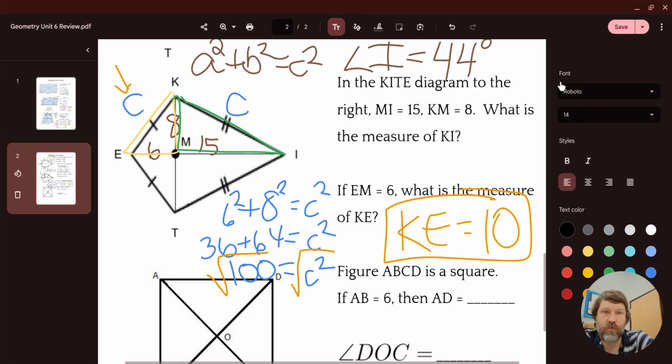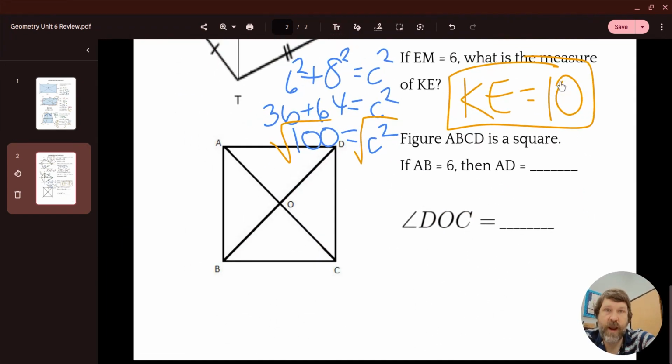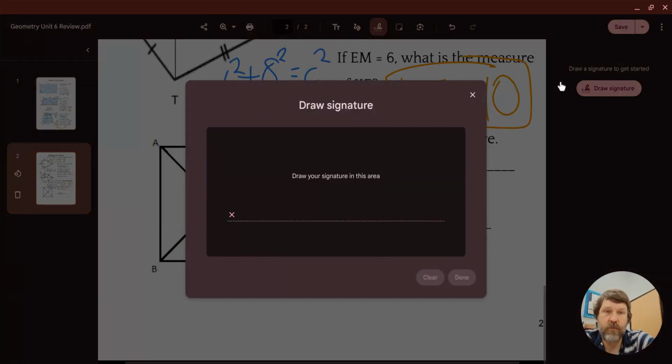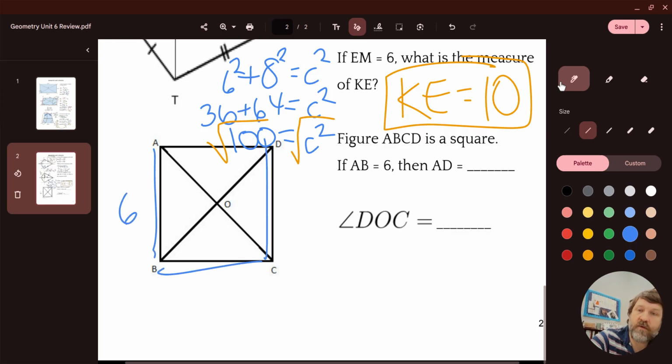All right, last one on here is going to be my square. The square is going to be very straightforward. First of all, the thing we know about squares is that if one side is a length, then all the other sides are the same length, and that's why AD is 6. These 4 sides are all the same. Very straightforward on that one. That's just the definition of what a square is.